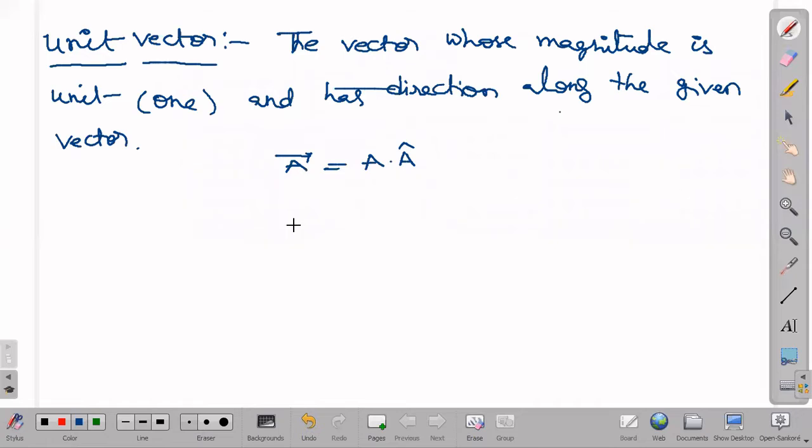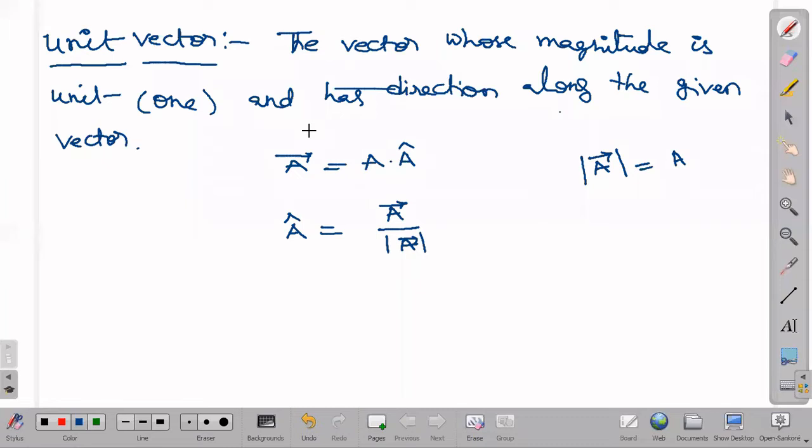Suppose if you want to know this A cap, what we do, we will be taking A bar, vector A, and in the denominator we will be writing modulus of vector A. Here, what does modulus of vector A mean? It means only the magnitude of A. Further, we will find how to find this modulus of a given vector. We will solve in a problem. We will come to know. This is how we write a direction of a vector.